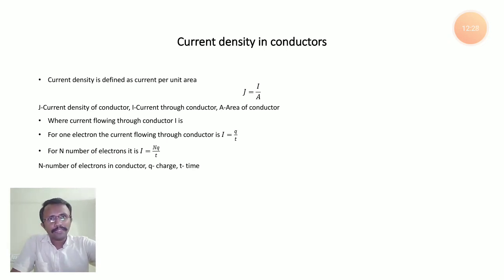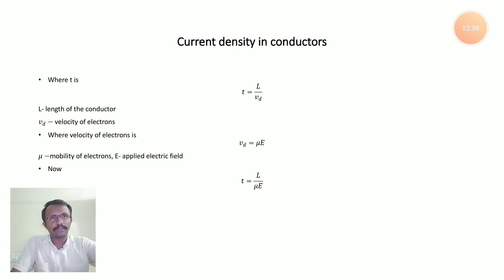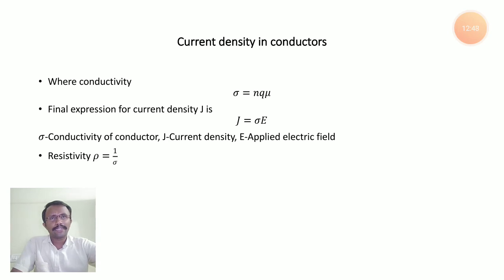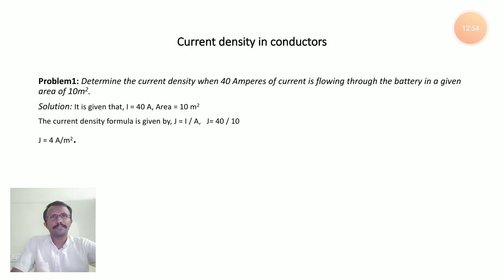We start with J is equal to I by A, and by using the current expression, that is I is equal to NQ by T, and T is equal to L by Vd, and Vd is equal to mu into E. Finally we arrived at J is equal to NQ mu into E. And by using conductivity, finally we arrived at J is equal to sigma E. Once you know sigma, you can easily find resistivity. Now next we will see basic problems.